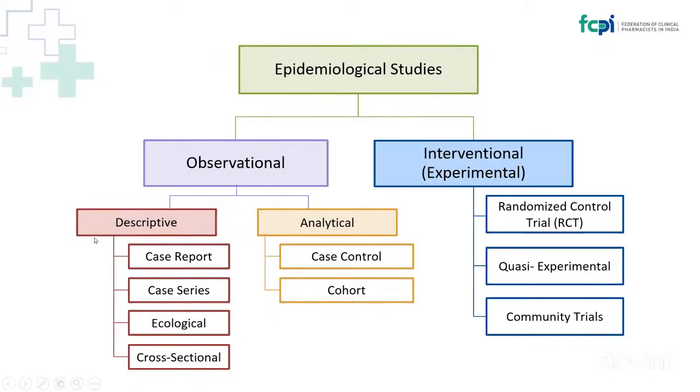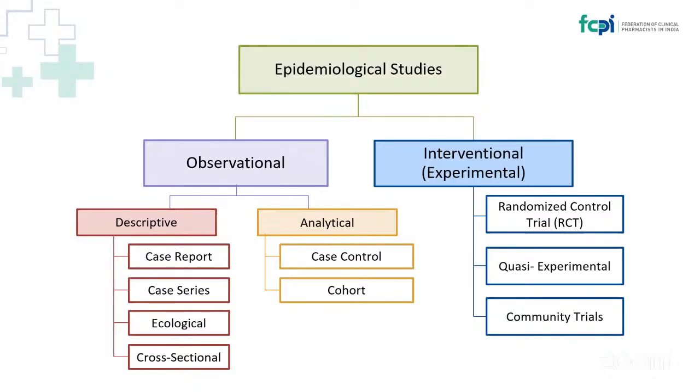Firstly, we will go to the interventional or experimental study design. So, what is an interventional epidemiological study? Here, the investigator will establish an intervention. They will introduce the intervention in the population of their interest and conduct the experimental study. The investigator mostly studies the outcome of that introduced exposure or intervention. This is broadly classified into three types: randomized control trial, quasi-experimental, and community trial.